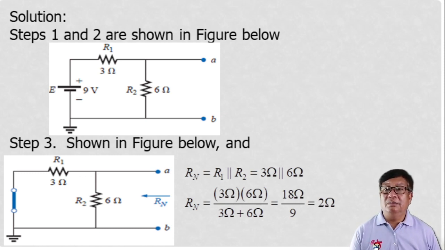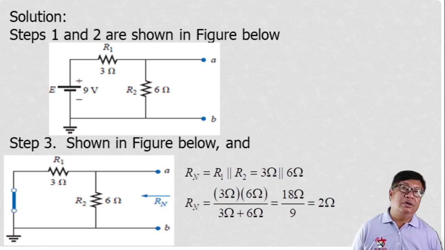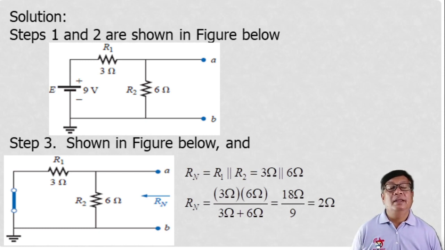So, ang gawin lang natin muna, itanggal natin yung load natin at terminals A and B. So, kung titignan natin yung step number 3 natin, shown in the figure below, ano mangyayari dito if you are going to compute your Norton resistance? As I've said, your Norton resistance is similar to your Thevenin resistance, and that we are going to determine the total resistance within this terminal A and B. So this will become the looking back resistance.